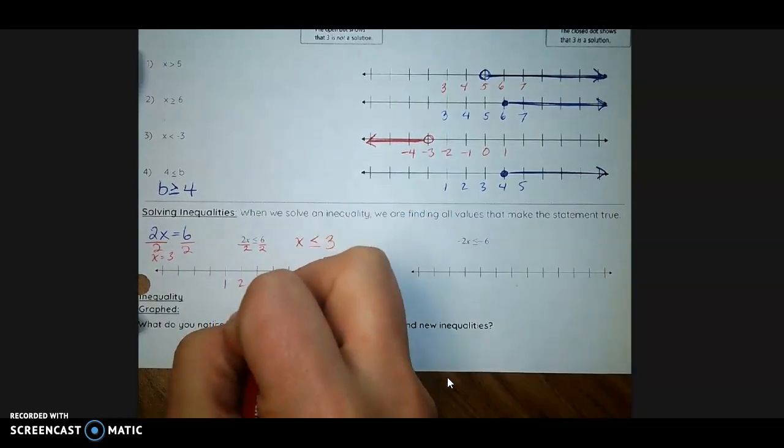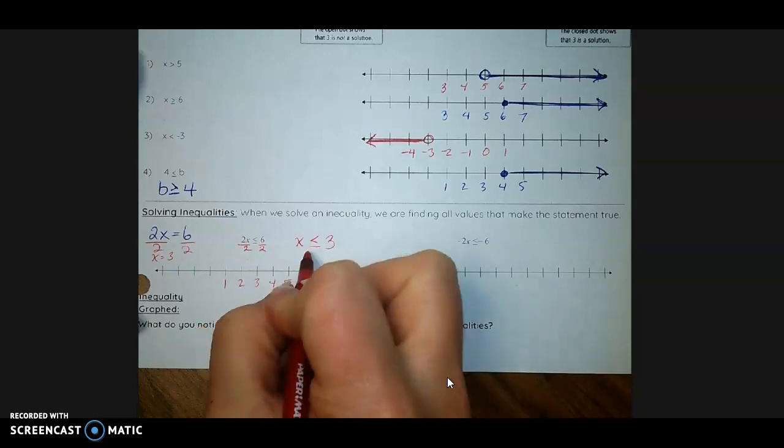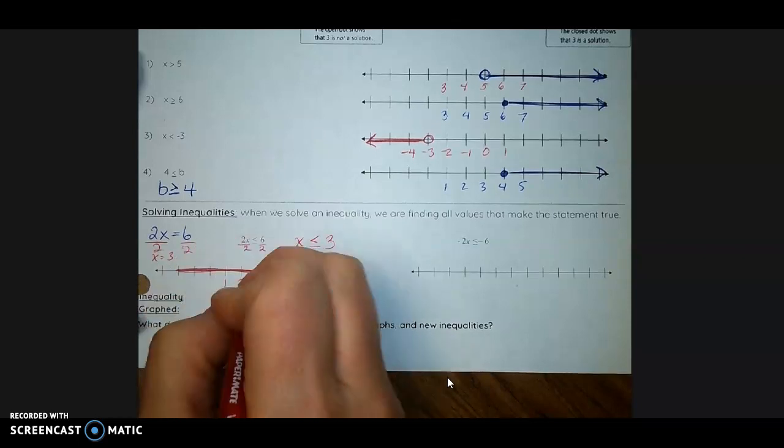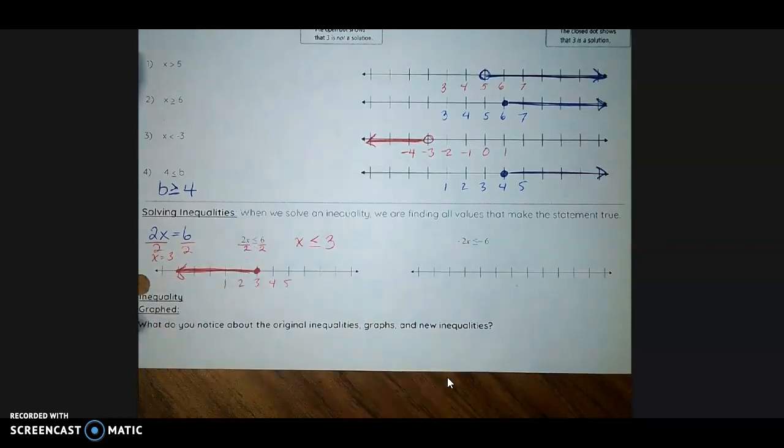So 1, 2, 3, 4, 5. I'm going to go to the 3. I am going to enclose that circle, and it is telling me to go that direction.